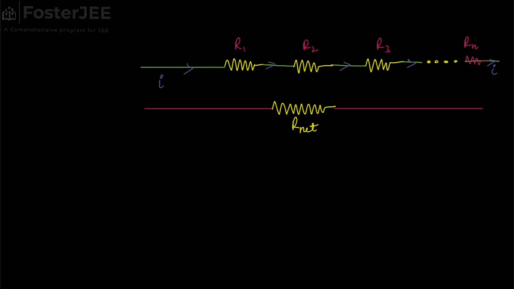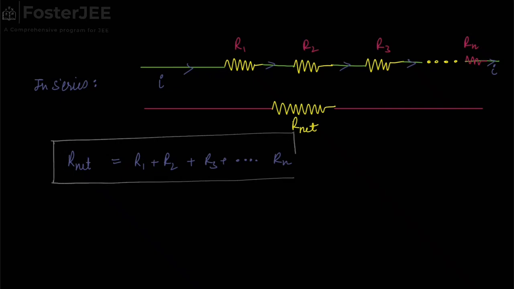So all the resistances are in series, and the net resistance in series is given by R net equals R1 plus R2 plus R3 plus up to Rn. Now this is the result for series arrangement of resistors. Let's move to the parallel combination of resistors, or resistors in parallel.